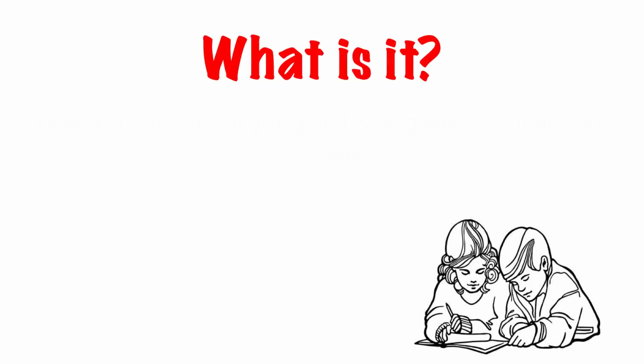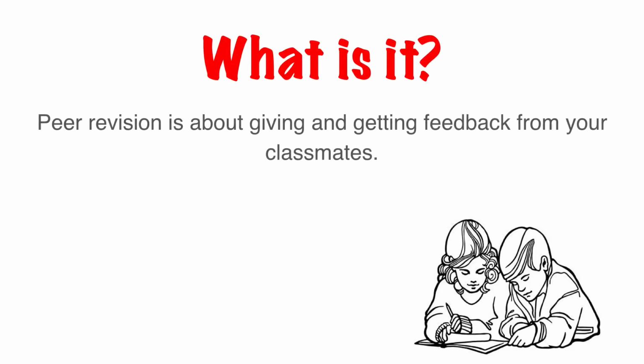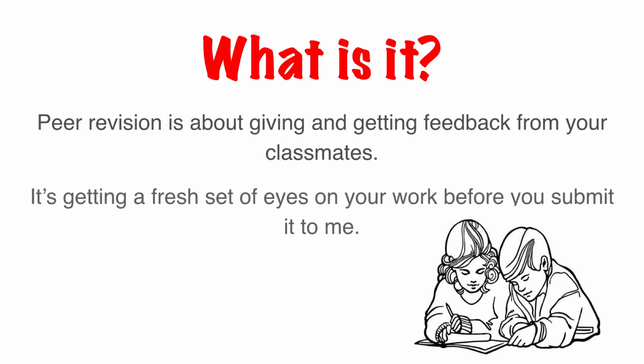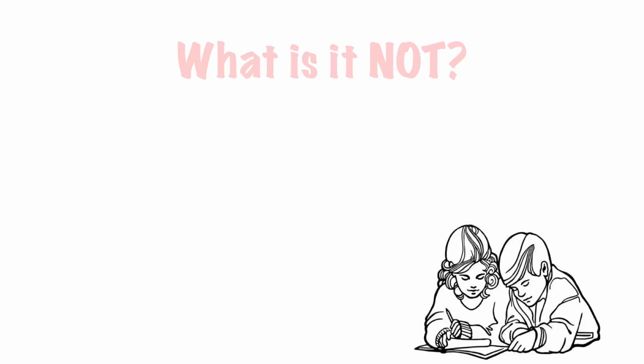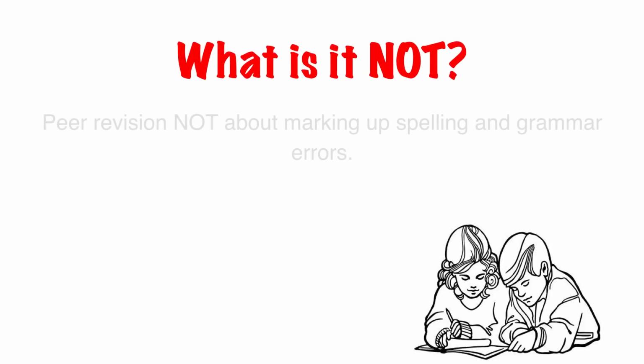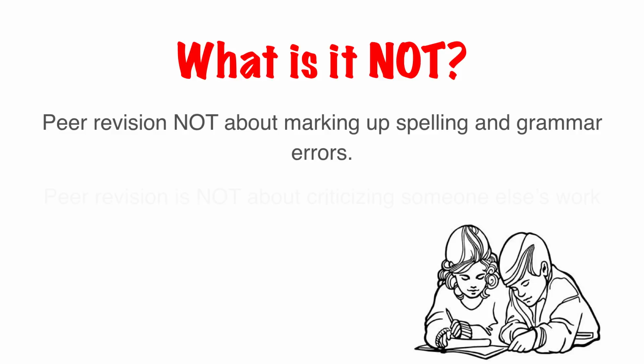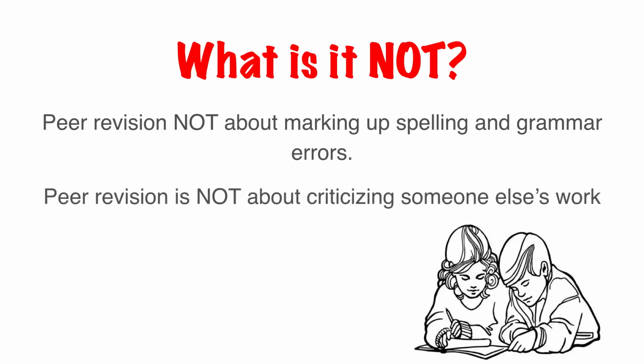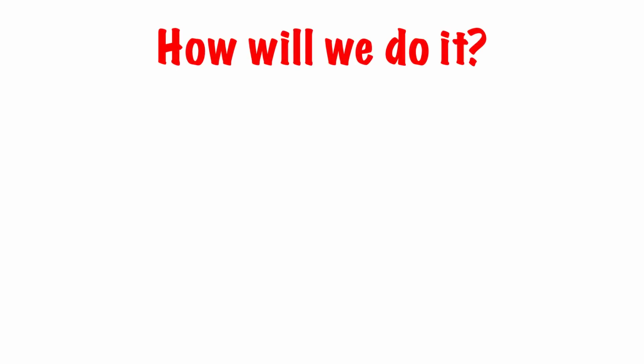The biggest question is, what is peer revision? Peer revision is about giving and getting feedback from your classmates. It's about getting a fresh set of eyes on your work before you submit it to me. But it's also important to distinguish what peer revision is not. It's not about marking up spelling and grammar errors, and it's not about criticizing someone else's work. The spelling and grammar errors I'll take care of, and criticizing someone else's work really has no place in assessment of writing.